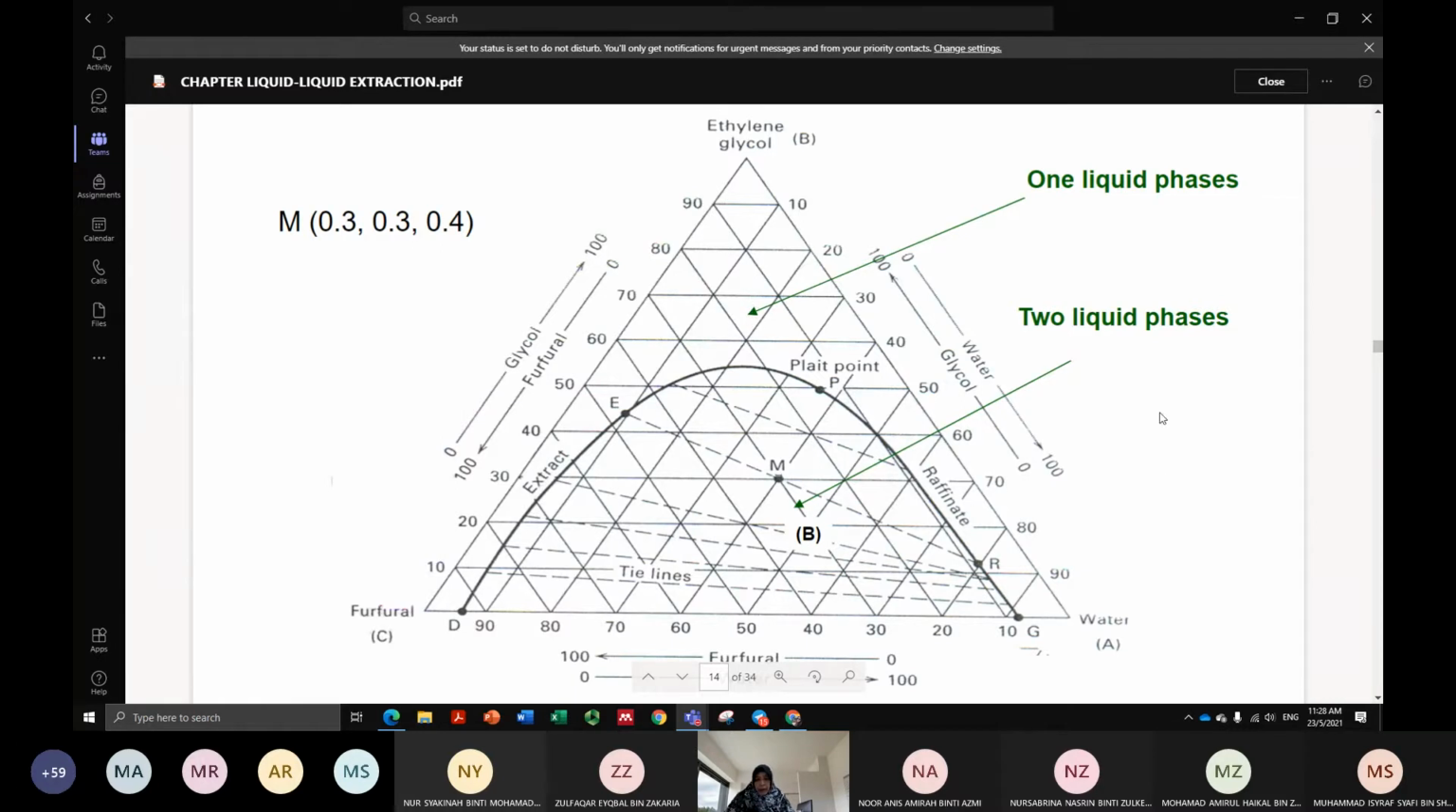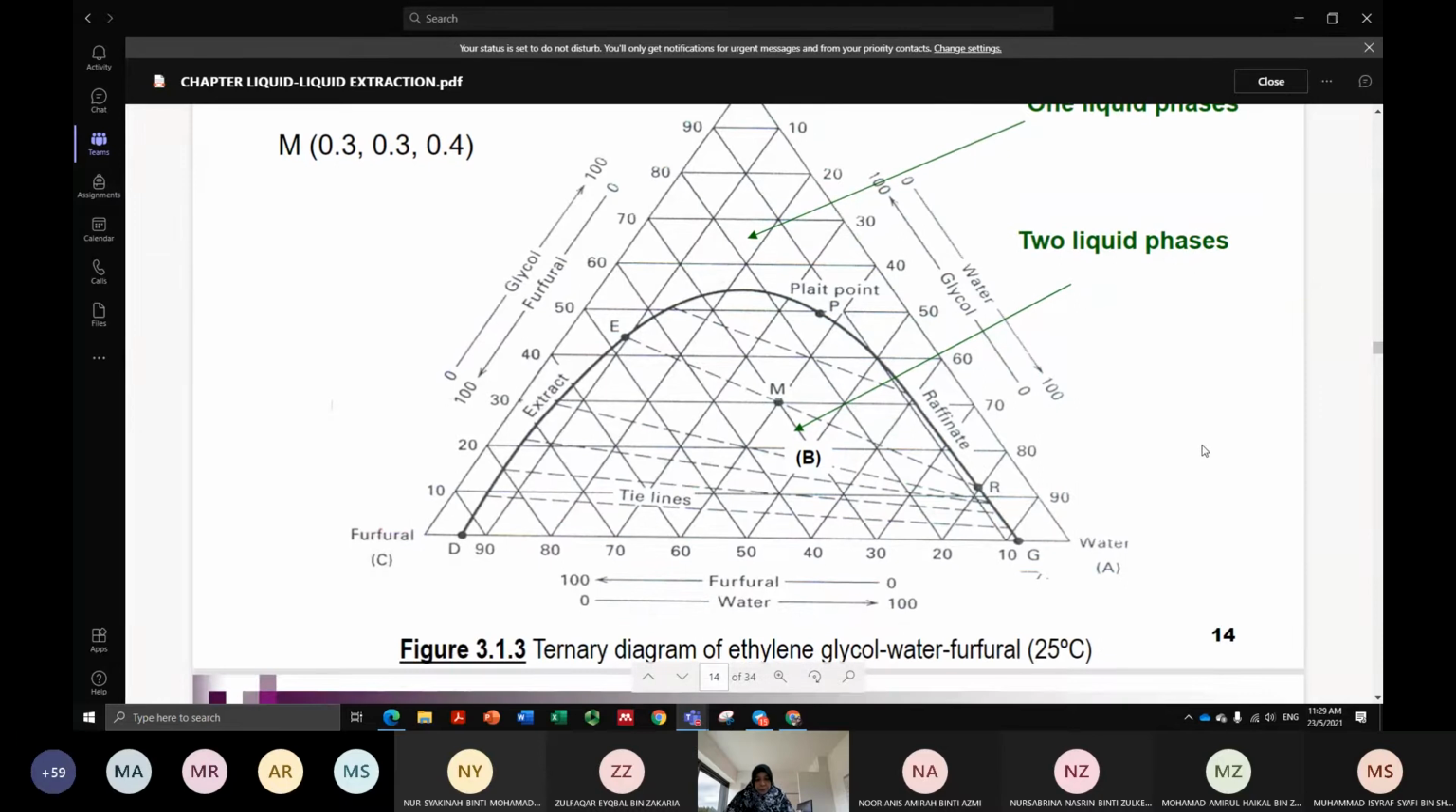Same thing with the two liquid phase. It shows that the samples that you have taken in the process are not in equilibrium, because they are not on the particular extract layer or raffinate layer or on the equilibrium curve.